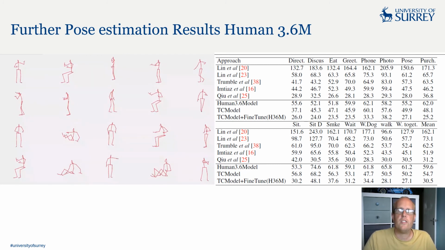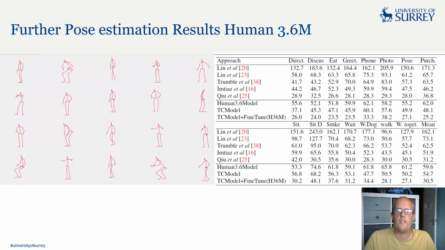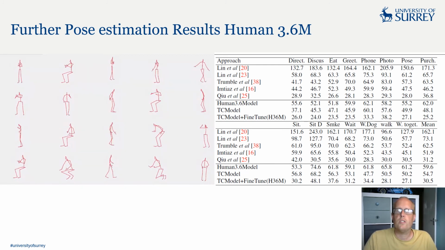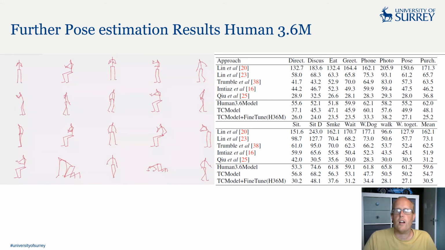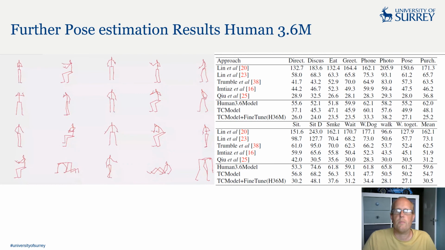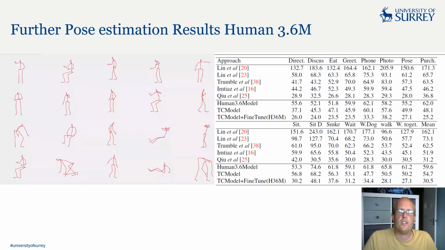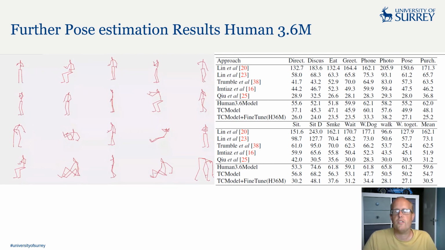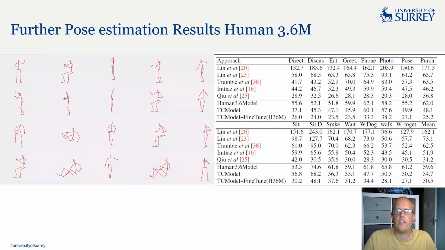Then finally we have TC plus fine-tune, where we do 2 epochs of fine-tuning in addition to using the pre-trained TC model on the Human 3.6M dataset. As you can see, our pre-trained plus fine-tuned model dramatically improves on other prior works.